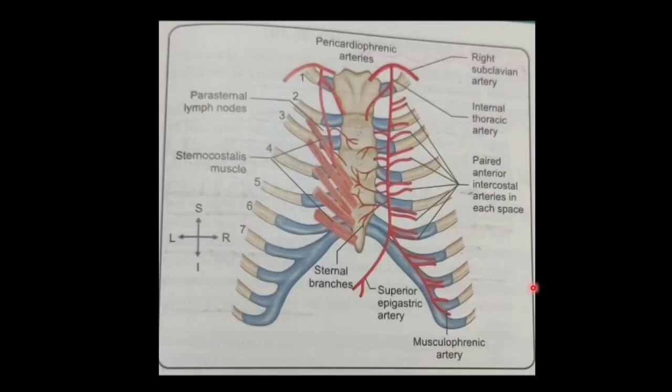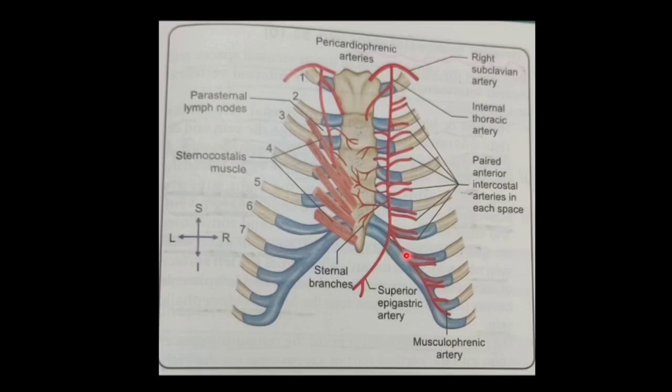So what about the anterior intercostal arteries? We said there are only 9 anterior intercostal spaces with arteries. In the first 6 spaces, the anterior intercostal arteries arise from the internal thoracic artery. So this is the internal thoracic artery, and these anterior intercostal arteries arise from it, 2 each. From the 7th to 9th spaces, they arise from the musculophrenic artery. The musculophrenic artery is one of the terminal branches of the internal thoracic artery. So in the last 3 spaces, they arise from the musculophrenic artery.